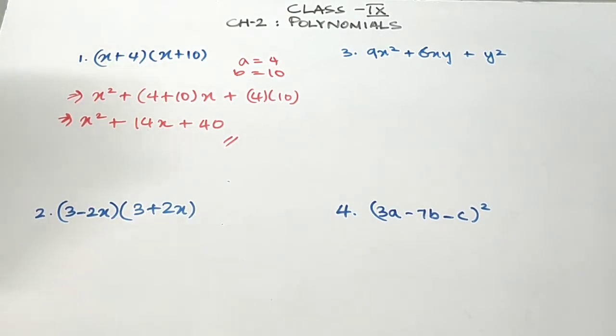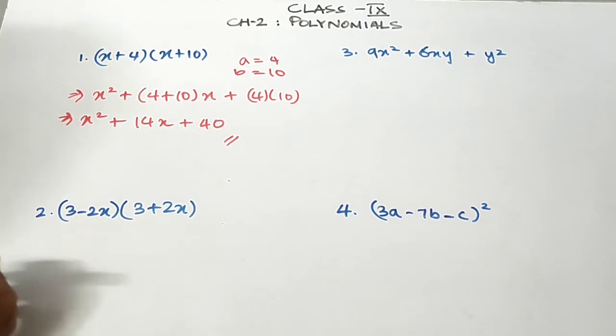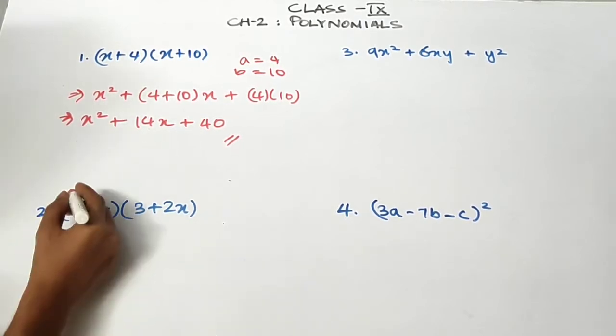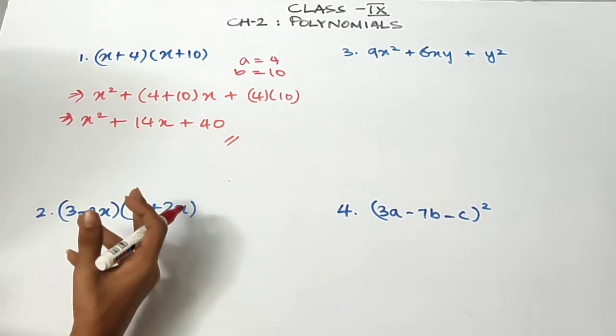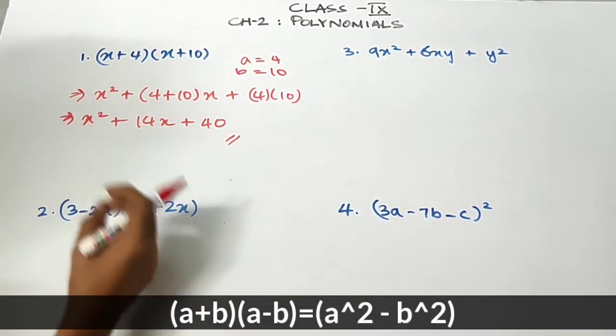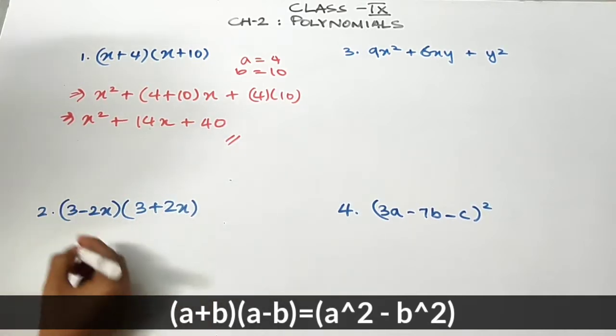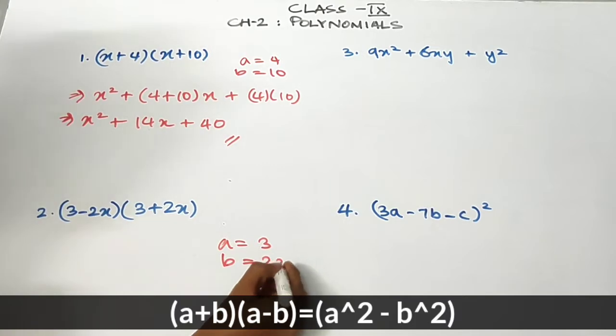Now, let us move on to the second problem over here. The second problem is 3 minus 2x times 3 plus 2x. As you can already see, it is of the form a minus b times a plus b, or a plus b times a minus b. Now, if you already know the formula, then a plus b times a minus b is a square minus b square. Now, over here, my a would be 3 and my b would be 2x.